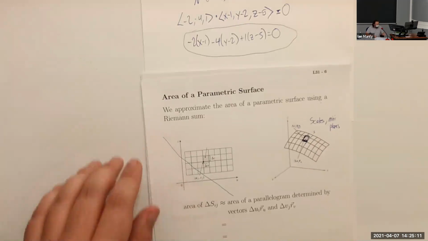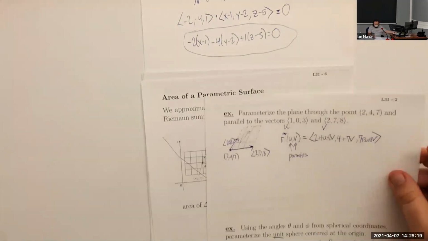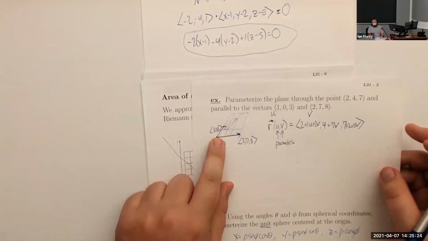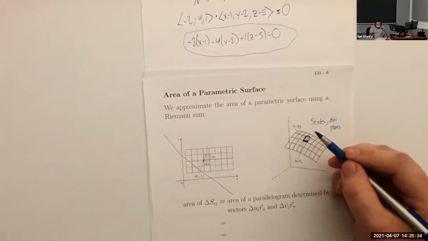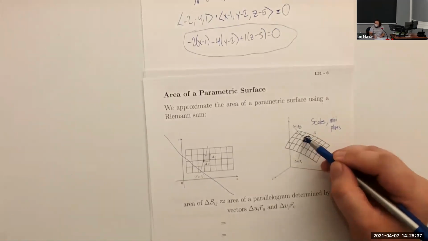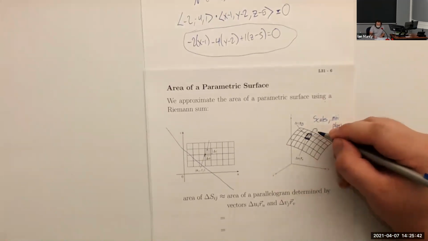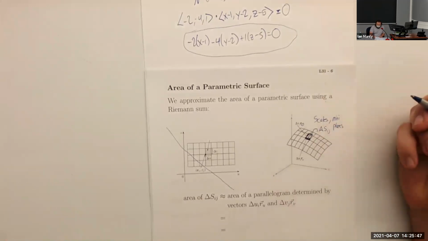Because if we go back to something we did earlier, remember our very first example, if we find R_u and R_v, they're going to be these vectors here, and these are definitely not perpendicular to one another. So I want to emphasize this picture is a bit misleading. It's showing these coordinates as perpendicular when it's not really the case. All right, so what we're going to do is find the area of this little plane right here. The area of it at least is going to be called delta S_ij.